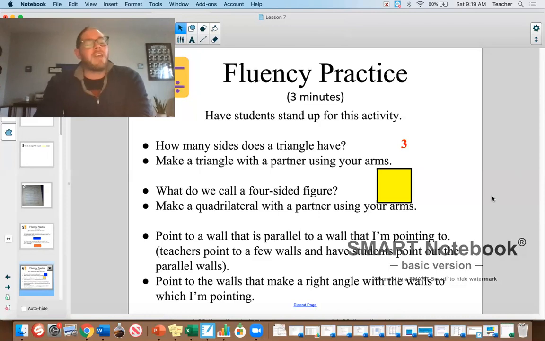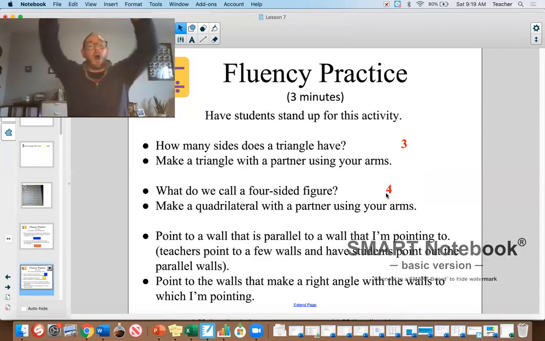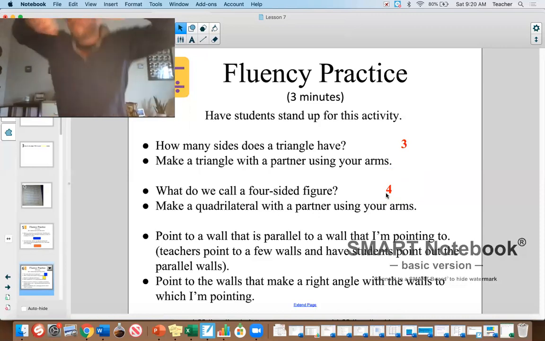What do we call a four-sided figure? A quadrilateral. Well done. We call it a quadrilateral, and it has 4 sides. So it might be tricky. I'm not actually sure how you would do this, but see if you can make a quadrilateral with your body and the wall. One way is that you could use your arms going out.